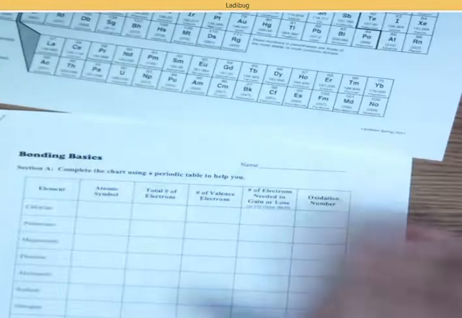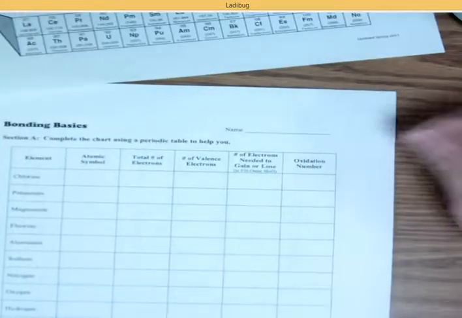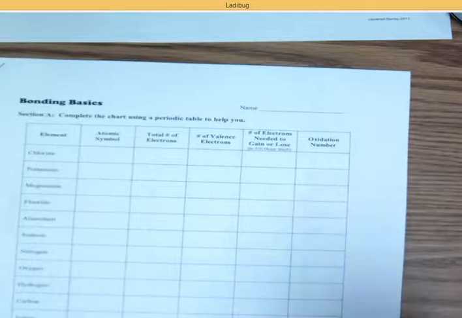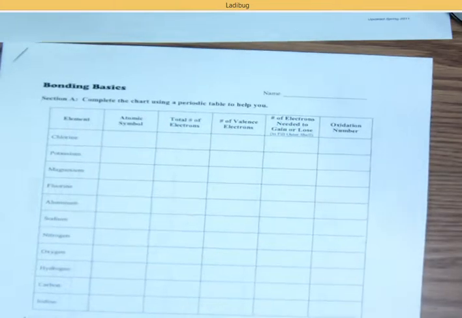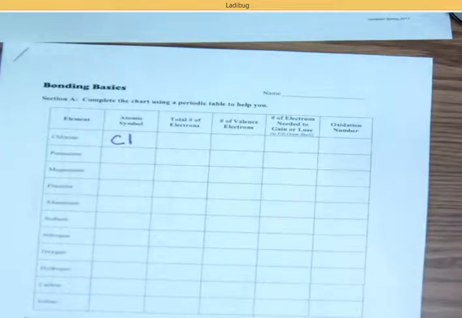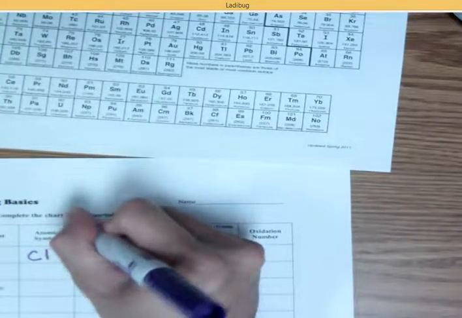Knowing that will help us get this first part done correctly. Okay, bonding basics. You should have this packet of 9 or 10 pages in front of you. It's a lot of pages. You're supposed to glue all this in and have it done fairly soon. For atomic symbol, I'm going to walk you through a couple of these, and you are expected to do all these on your own and then check with your teacher for the answers. Chlorine, atomic symbol Cl. That's just the symbol. Total number of electrons, which is the atomic number.